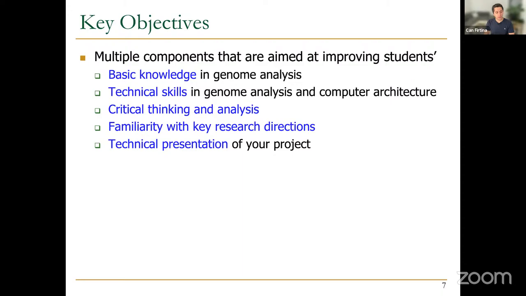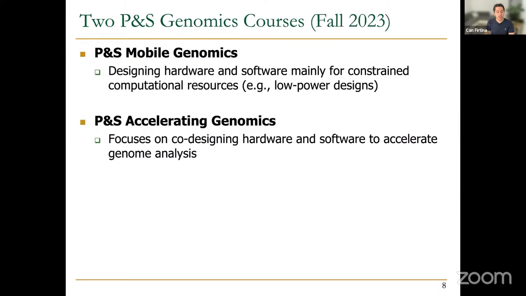And the students are going to be also presenting at the end of the semester. So this means that they're going to be improving their technical presentation skills by presenting their projects. So as I said, we're offering two courses this semester and essentially every semester. One is the PNS Mobile Genomics course and the other one is the Accelerating Genomics course. Essentially only the title is different, but I guess we're mainly offering the same content for both courses.